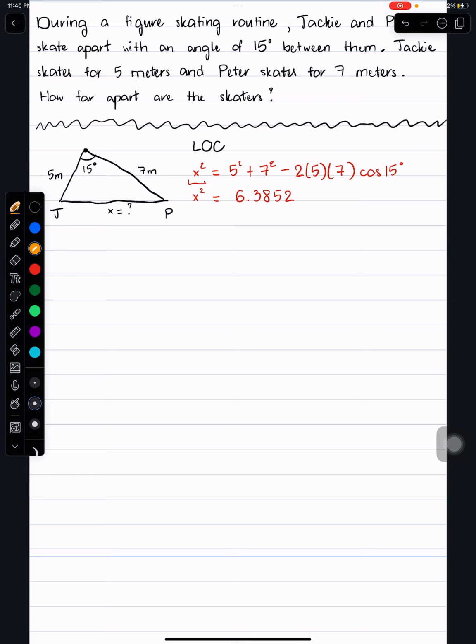And the last step is that we don't need the x squared. All we need in here is x. So we're going to take the square root of both sides, and then we're going to get the answer x to be 2.53. Make sure you don't forget the unit in here. This one is measured in meters, so we're going to put meters in here and call it the final answer.